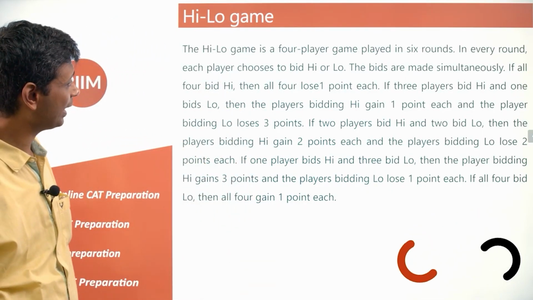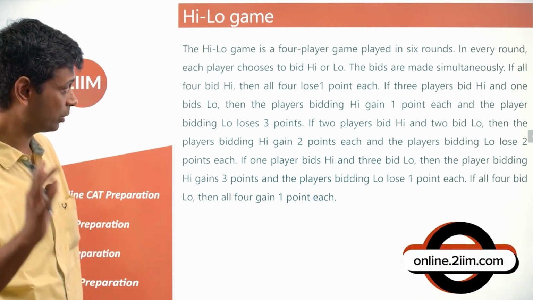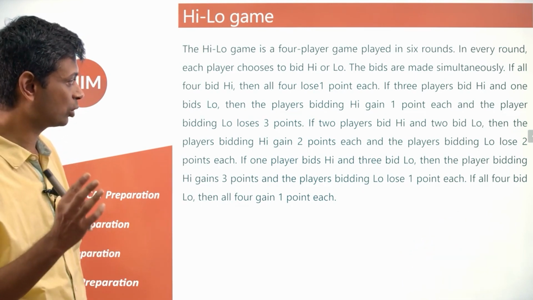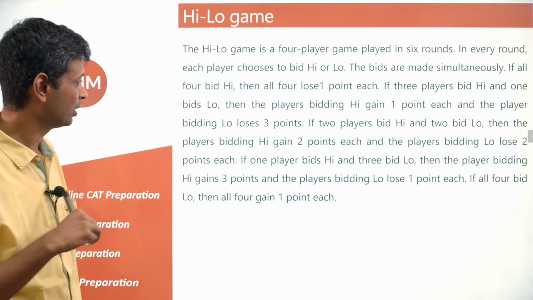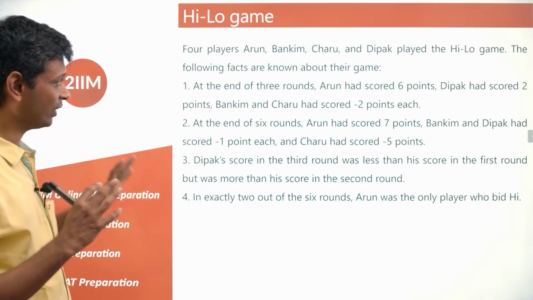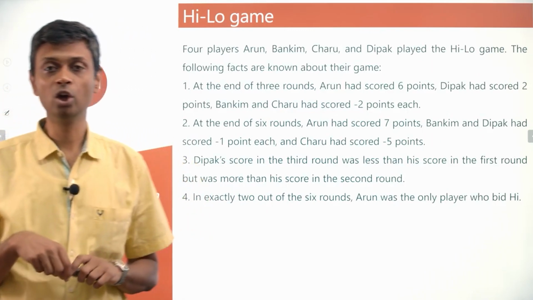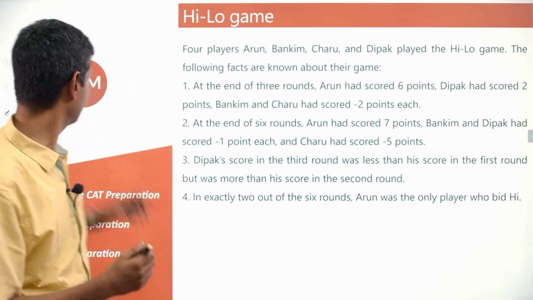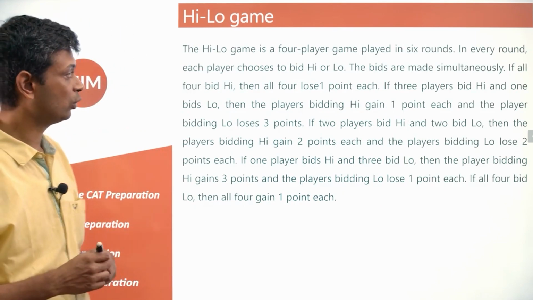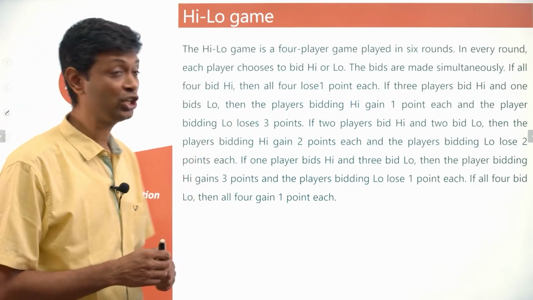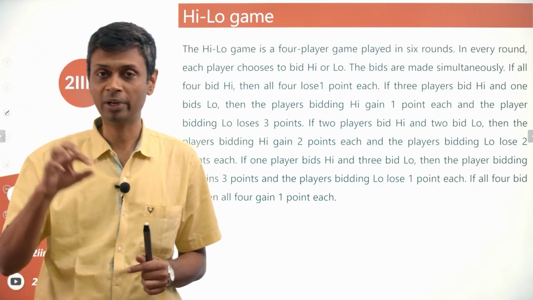Very interesting. So all high, you get -1, -1, -1, -1. 3 highs and a low, 1, 1, 1, -3. 2 highs, 2 lows, 2, 2, -2, -2. And then so on. These kinds of questions are very intuitive, very interesting, to see what the total number of points in a round is. If you look at this, if you have all players bidding high, then each of them loses a point. So the total number of points is -4.